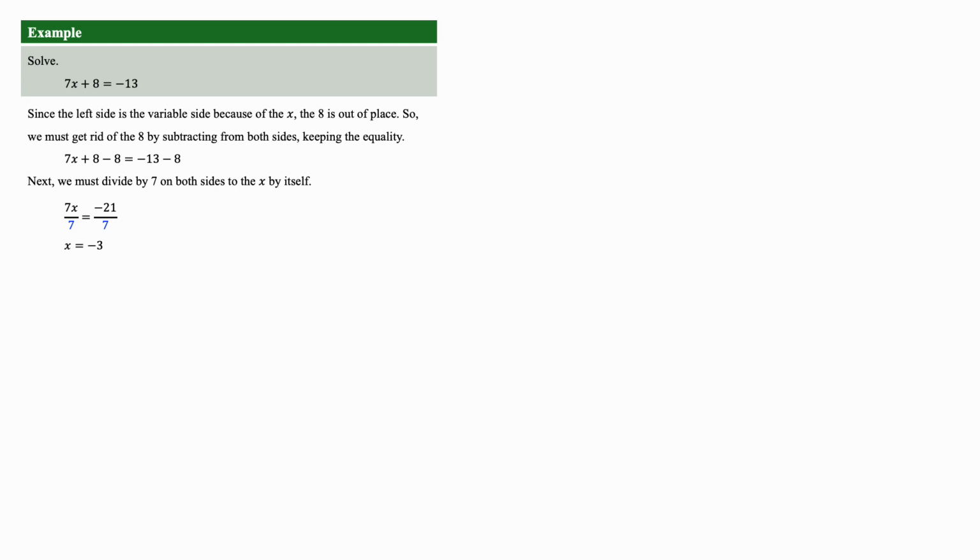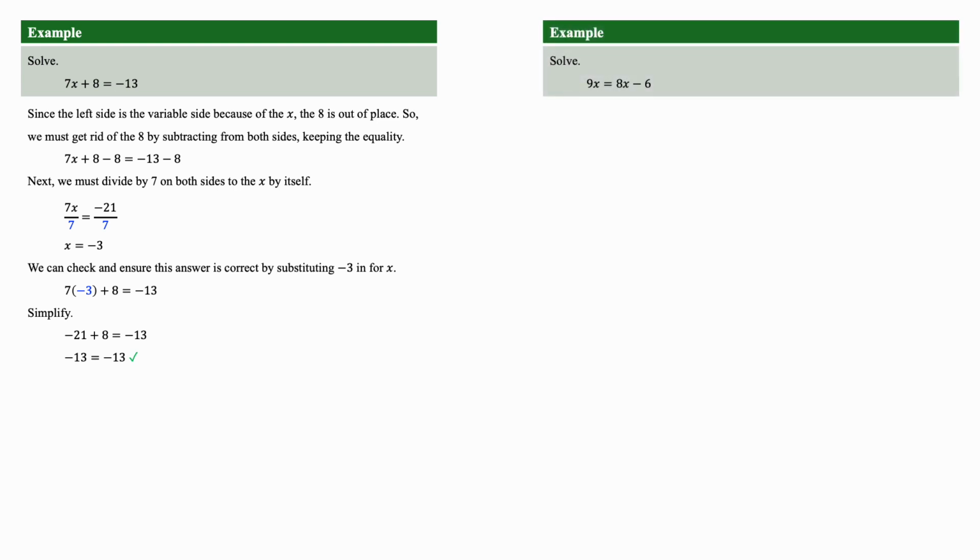So before we continue, though, let's check and ensure that this answer is correct by substituting negative 3 in for x. So we get 7 times negative 3 plus 8 equals negative 13. You simplify the equation a little further, and you get negative 13 on both sides, which is equal, and that is what we want.